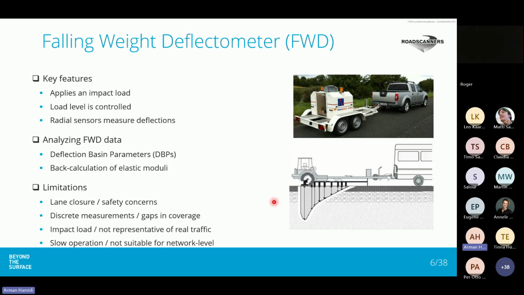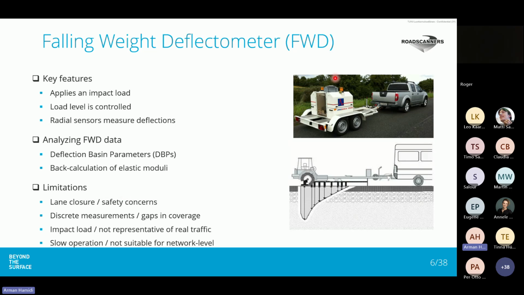For example, when FWD operates, the lane must be closed to traffic. So there might be safety concerns regarding both the road users and also the operators. Number two, it provides discrete measurements, so there are gaps in coverage.